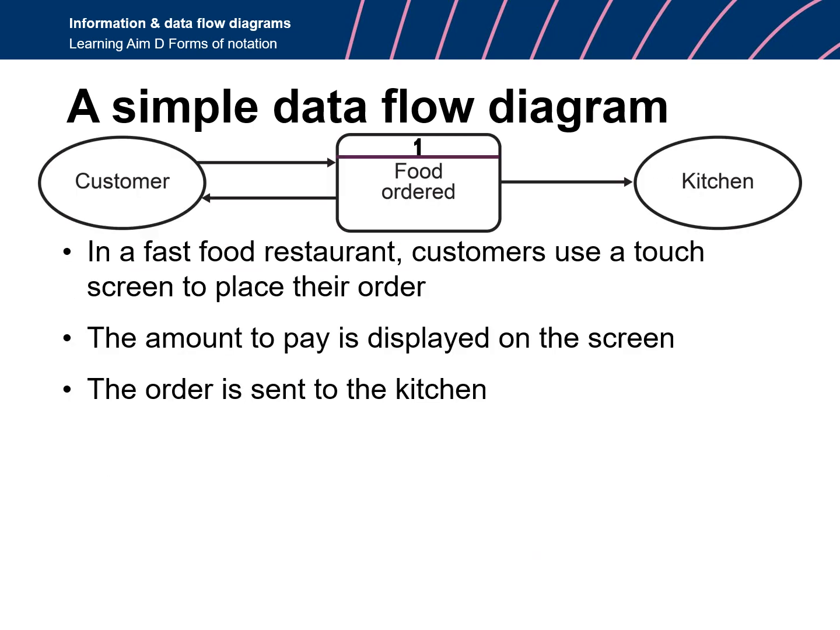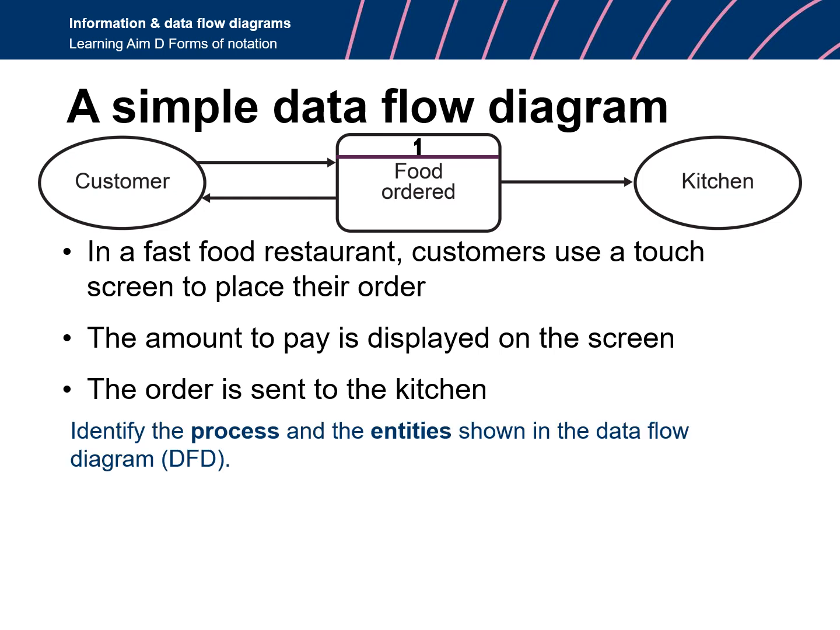Let's take a look and try to apply the theory we've covered so far on a second simple data flow diagram. In this example, we have a fast food restaurant where the customer uses a touchscreen to place their order. Once they've placed their order, the amount that they need to pay is displayed on the screen and the order is sent to the kitchen.